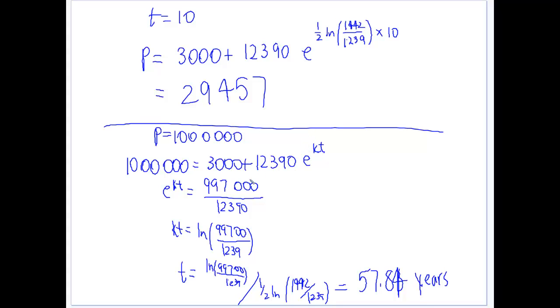I just kept k going through until we get down to the last part. So we can just subtract our 3,000, divide by the 12,390. So e to the kt would give us that expression. kt then would be the natural log of 99,700 over 1239, because we've divided by 10 there. And then we divide it by k, and k was the half of 1442 over 1239. Again, do that calculation. That'll approximately give us 57.84 years.